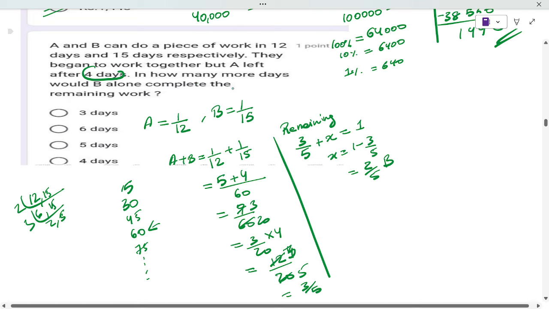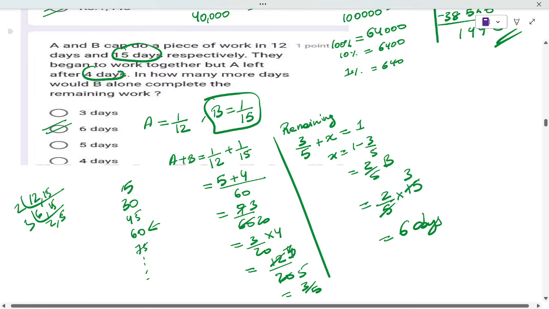In how many more days would B alone complete the remaining work? So B's work is 2 by 5 remaining. B normally takes how many days to do the work? 15 days, as already mentioned. Here 1 day work of B is what? 1 by 15. That means B does it in 15 days. So for 2 by 5, 5 times 3 is 15, that means B does 2 by 5 of the work in 6 days. That's the answer.